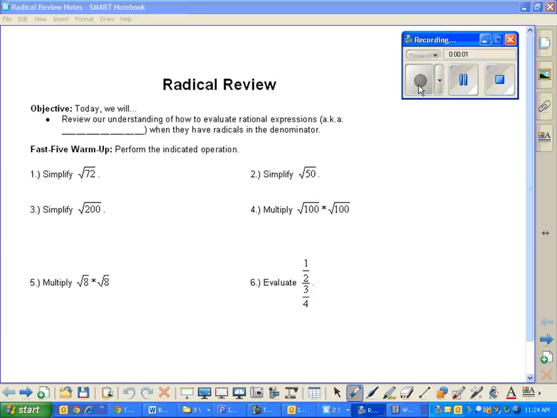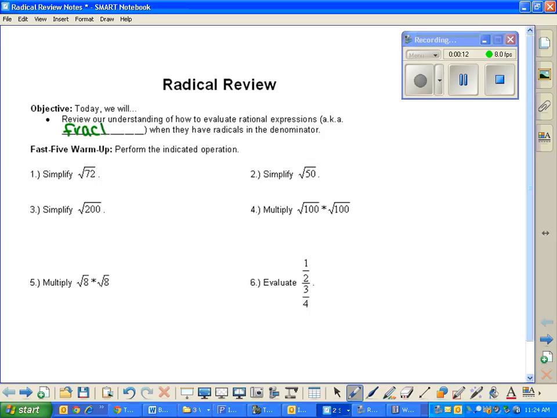Today, our objective is to review our understanding of how to evaluate rational expressions, aka fractions, when they have radicals in the denominators. Boo. We don't like that.